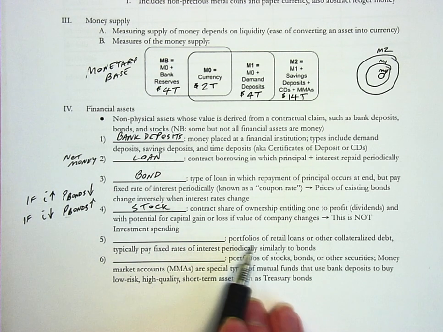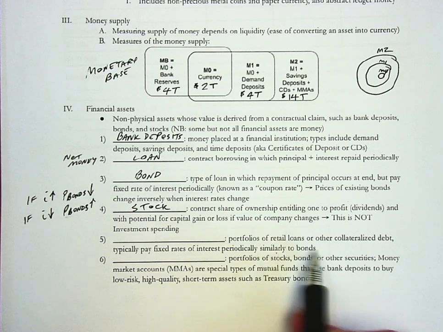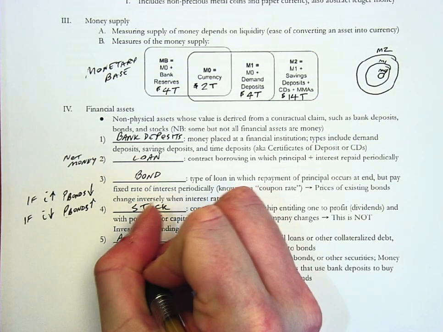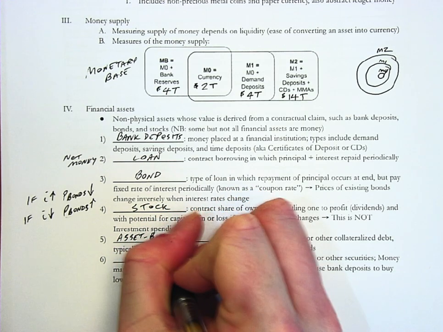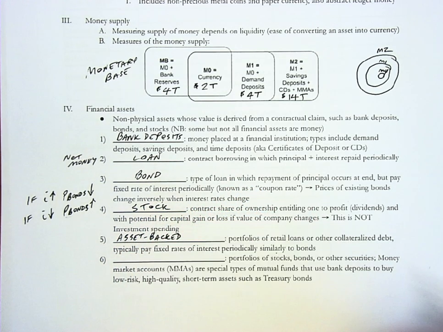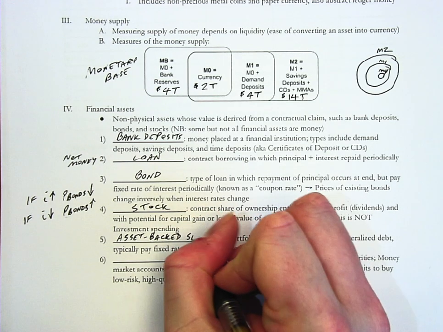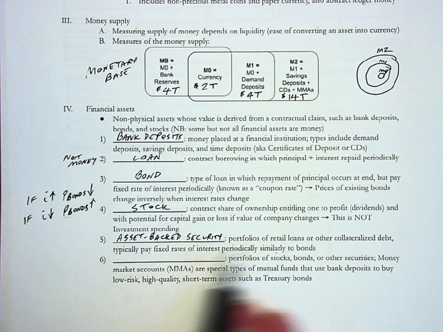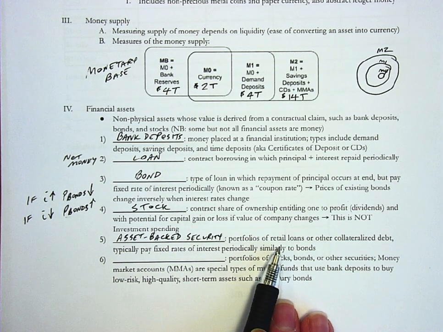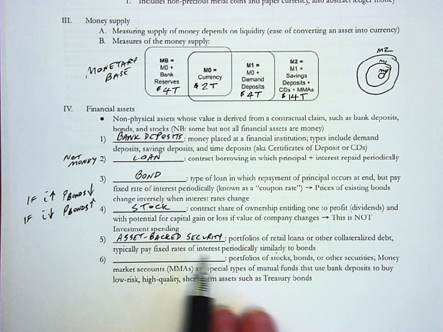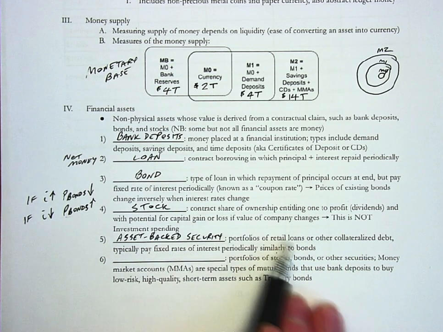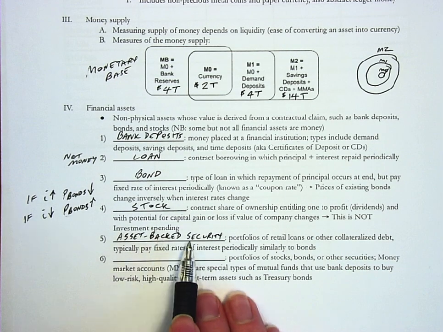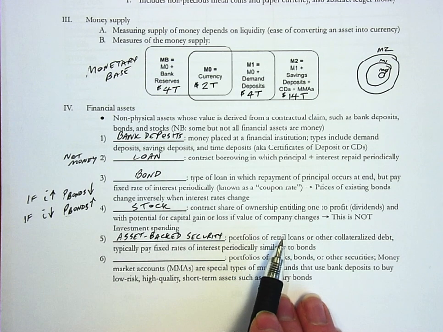The fifth thing here, this is called a portfolio of retail loans or other collateralized debt. This is called an asset-backed security. And so there are lots of these out there, but basically an ABS is where you'd combine a bunch of loans or bonds together, and you could actually kind of get one big product out of it. So there's a lot of people that deal in asset-backed securities. They're kind of combinations of loans.